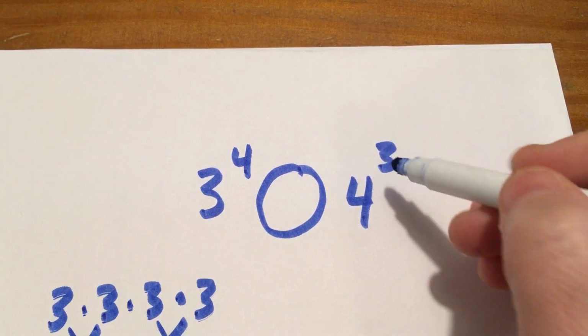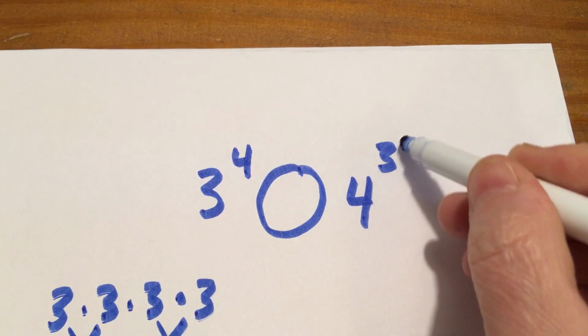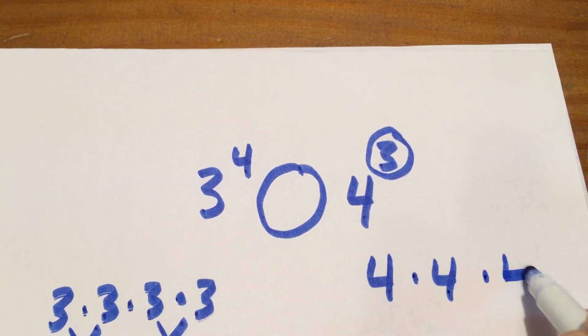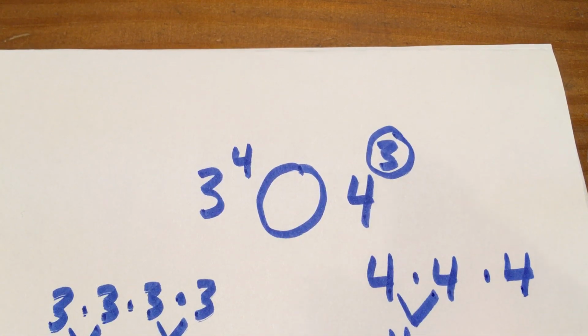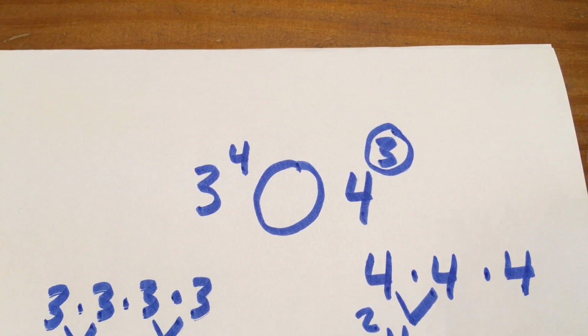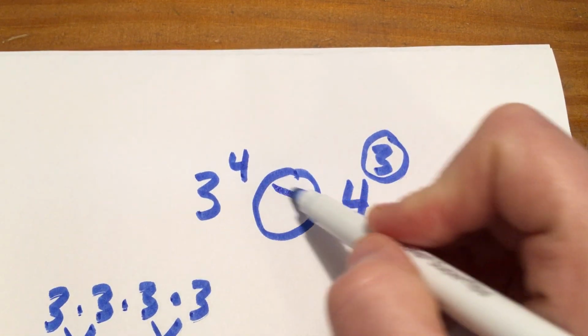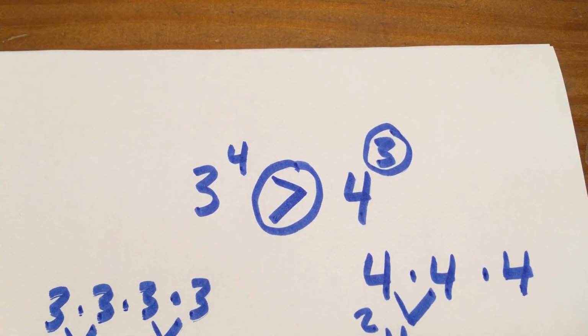Now 4 to the third power is 4 times itself 3 times. 4 times 4 times 4. 4 times 4 is 16. 16 times 4. 6 times 4 is 24. Carry the 2. 4 times 1 is 4 plus 2 is 6. It's 64. So is 81 bigger than, less than, or equal to? It's larger than or greater than. So the arrow would go like that.